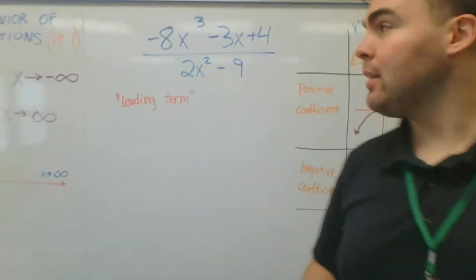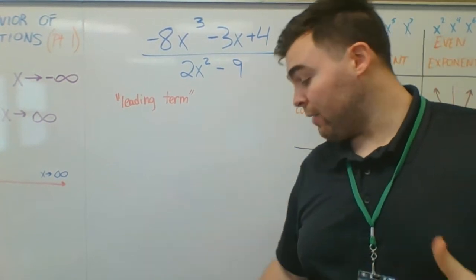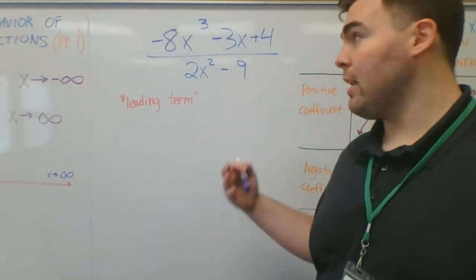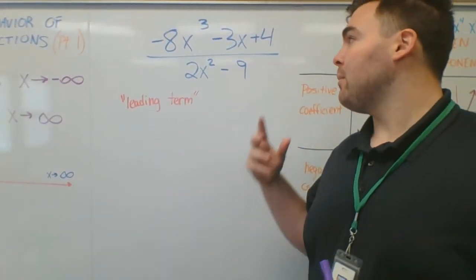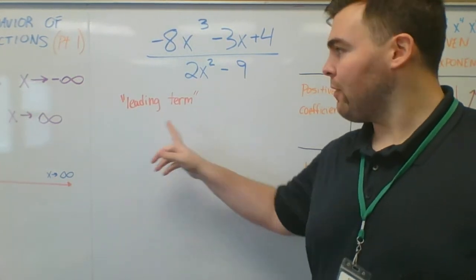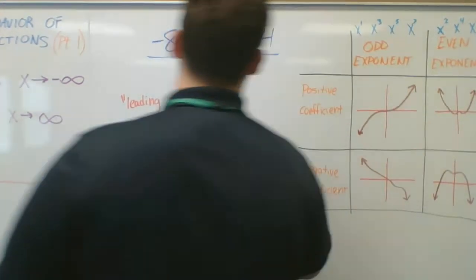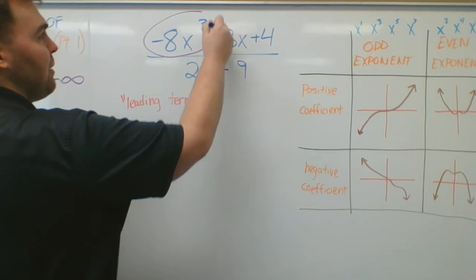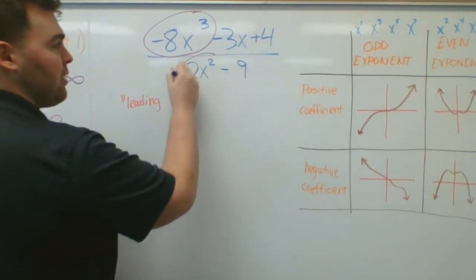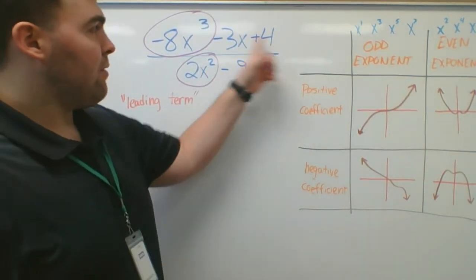Negative 8x to the third minus 3x plus 4 over 2x squared minus 9. Now, if you're thinking your first step should be to simplify, that's a good thought. But with finding end behaviors, you don't need any of that. The only thing you need to focus on is the leading term, the term with the biggest exponent, and the term with the biggest exponent in the denominator. The rest of this stuff doesn't matter.